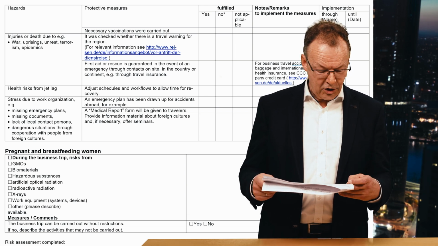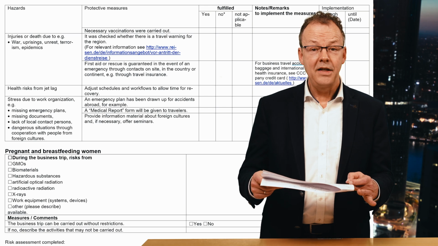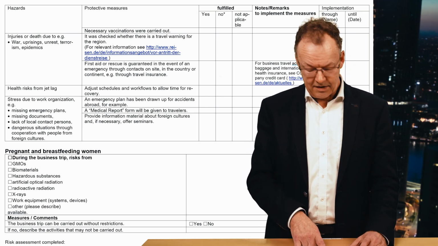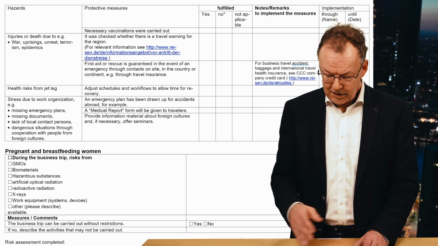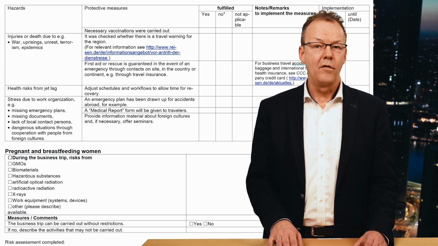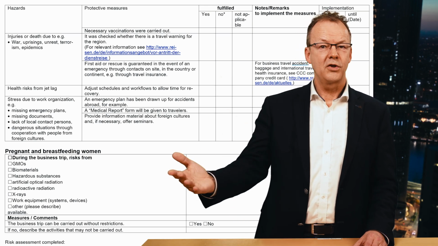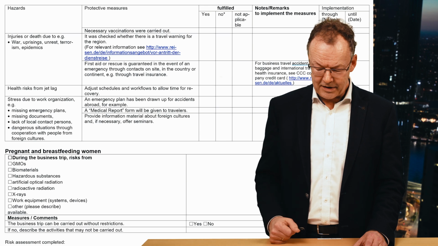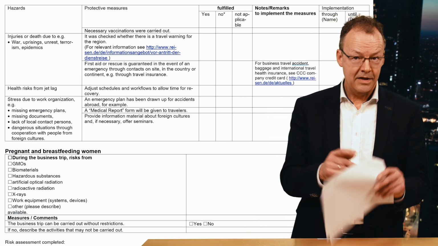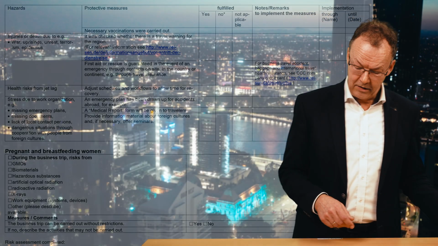And then the last chapter is about pregnant and breastfeeding women. And I think there is something missing here. So this form could really have more chapters, for example, on the dangers if you are a pedestrian crossing the street, you may be hit by a bus, for example, or if you use public transport and things like that. So I think there is some optimization potential here in this form.